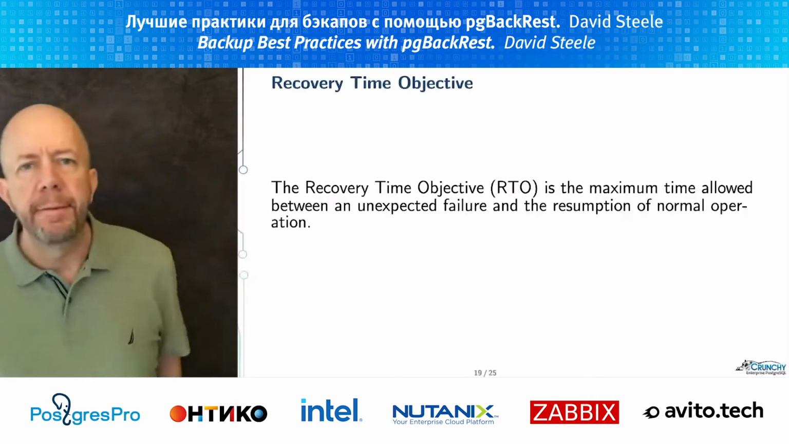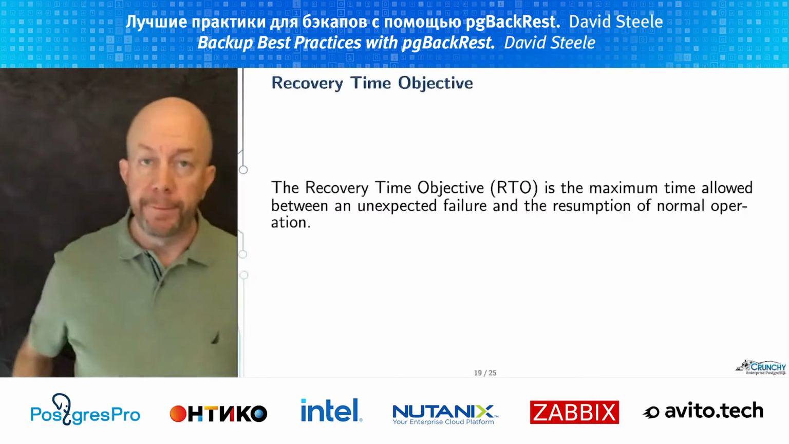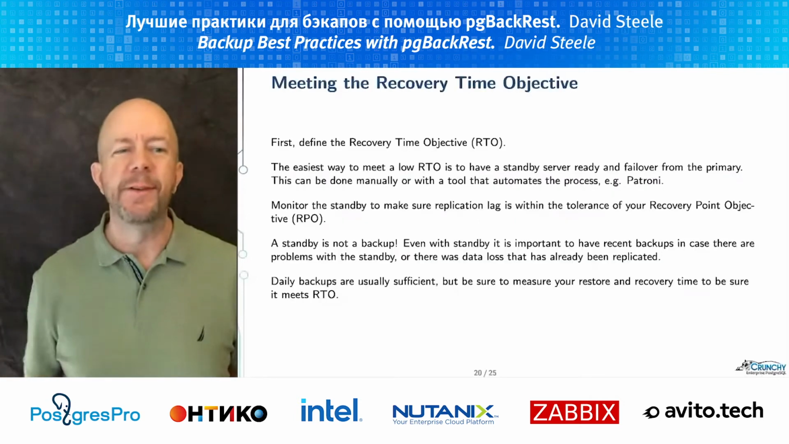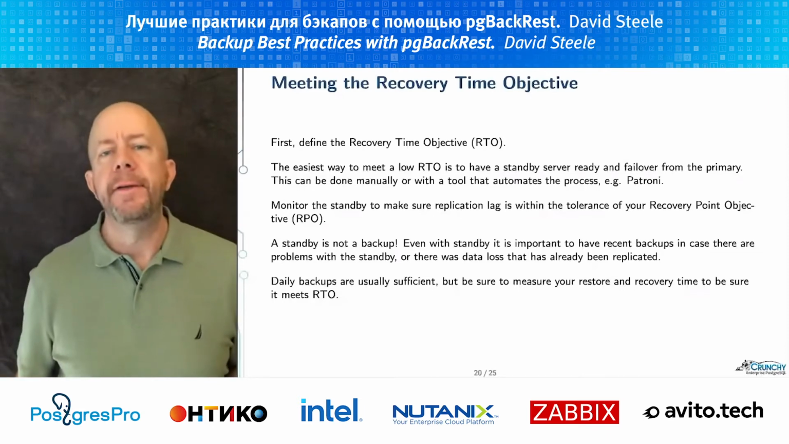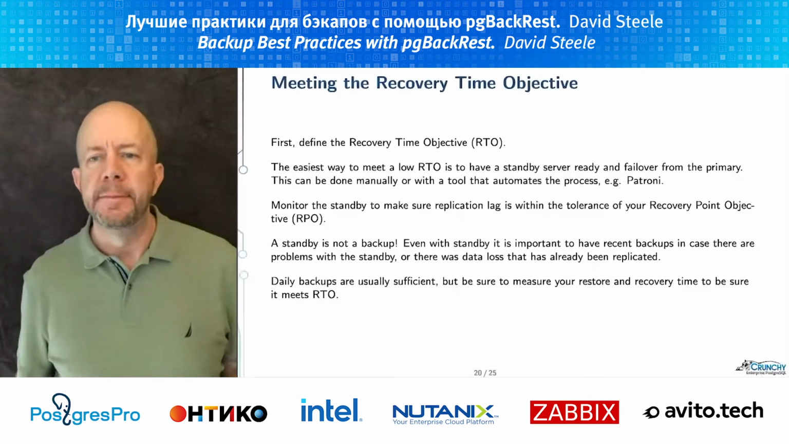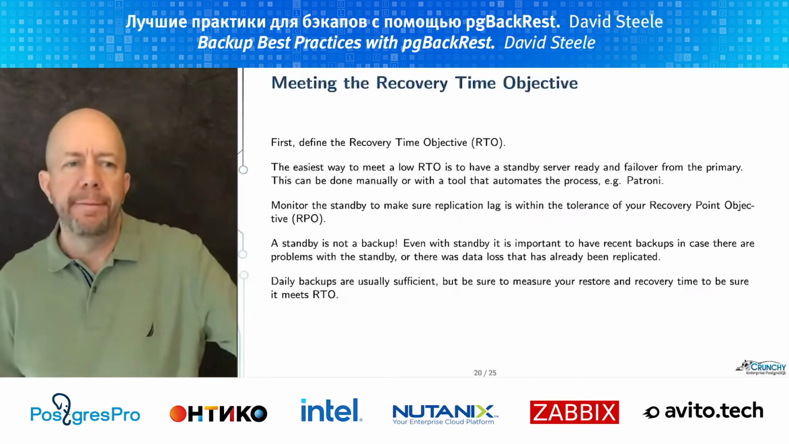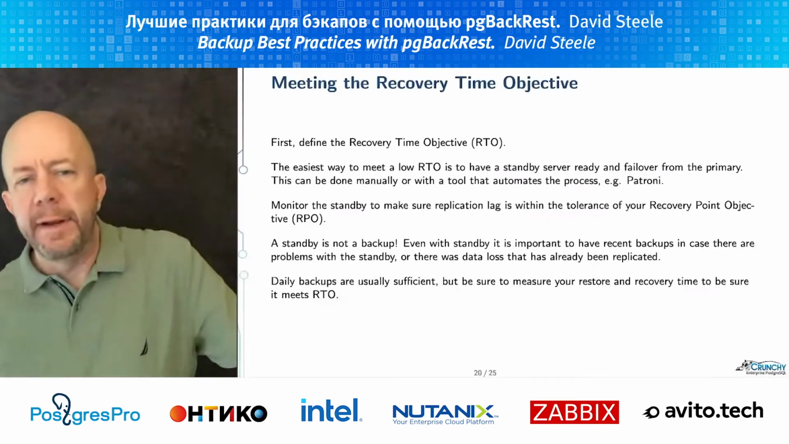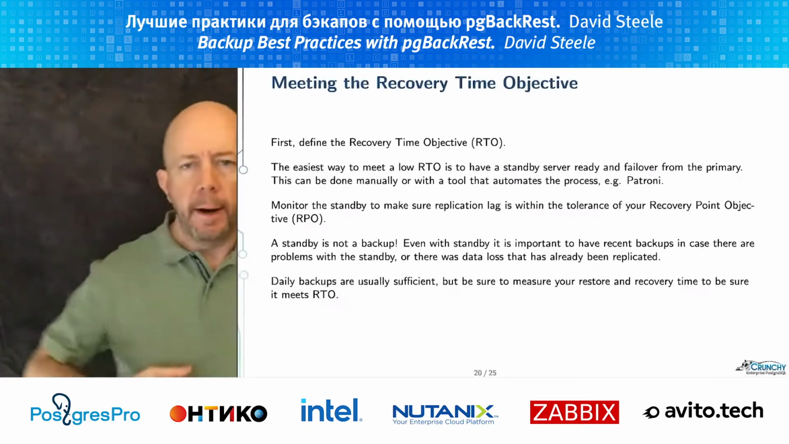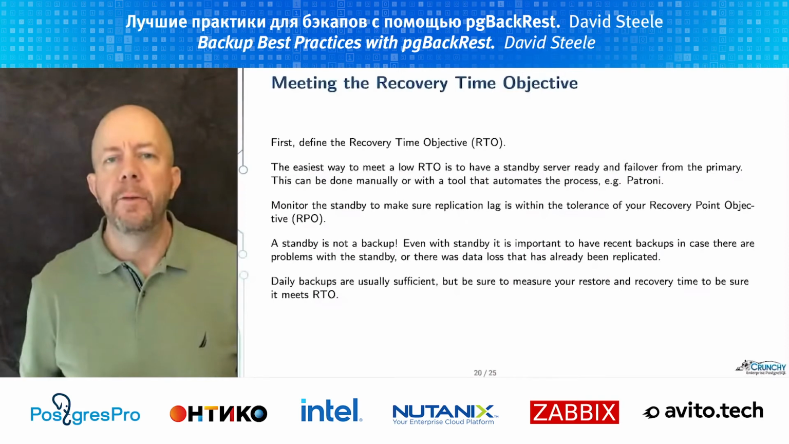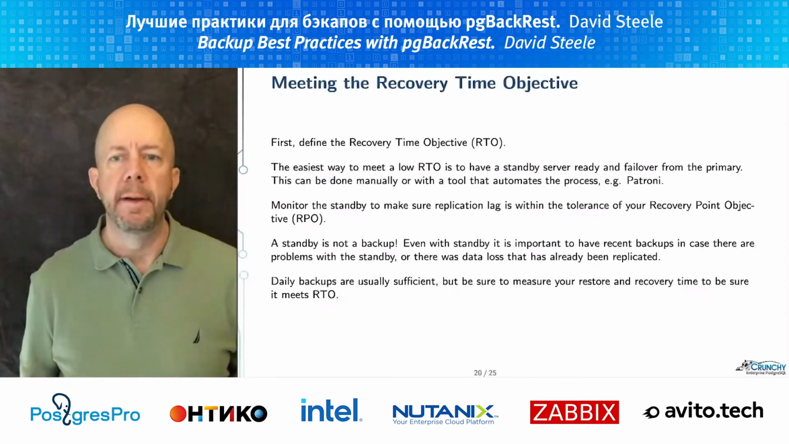So how do we meet the recovery time objective? Well, the first thing, of course, is you have to define it. We were just talking about that. The easiest way to meet a low RTO is to have a standby server ready, and then fail over to that from the primary. This can be done manually or with a tool that automates the process like Patroni. Automating the process of failover is becoming increasingly more common.